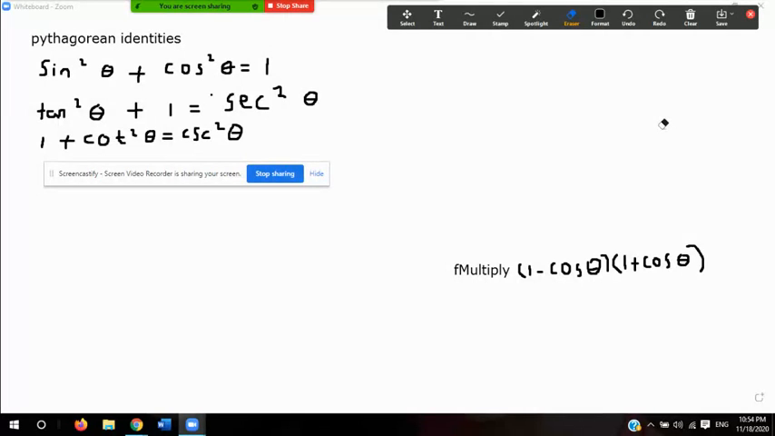It says multiply 1 minus the cosine of theta times 1 plus the cosine of theta, and at the end, even though I didn't write it, they want us to simplify. I'm going to read the problem again: multiply 1 minus the cosine of theta times 1 plus the cosine of theta. So what we're going to do, and I'm going to write it up here, is multiply 1 minus the cosine of theta.